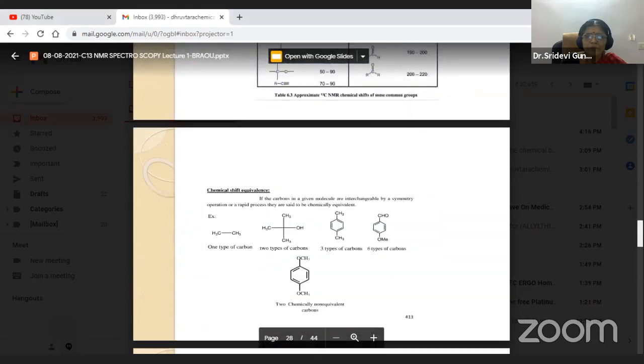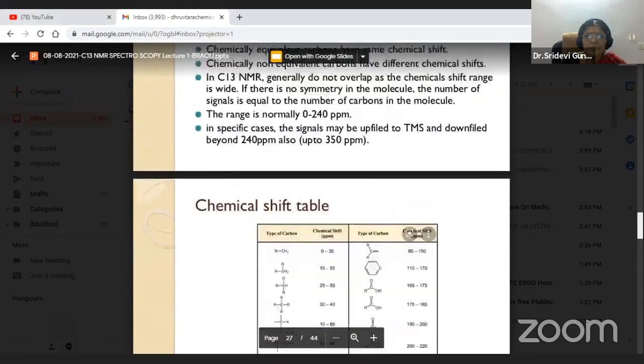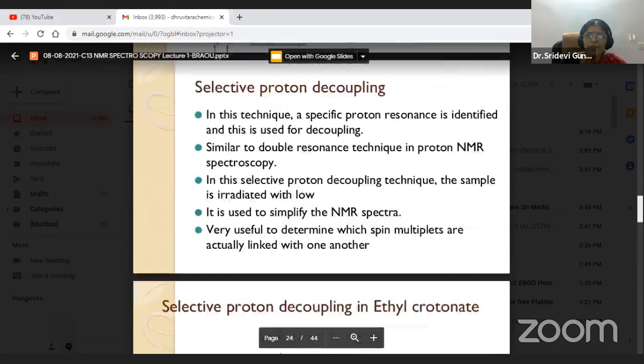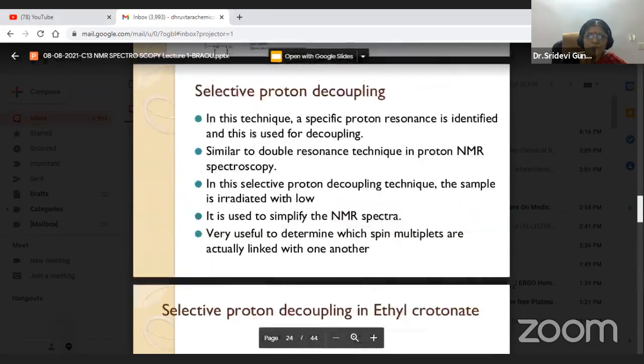And chemical shift equivalence means the carbons which are not equivalent, which are not interchangeable by a symmetry operation or rapid rotation, are said to be non-equivalent.